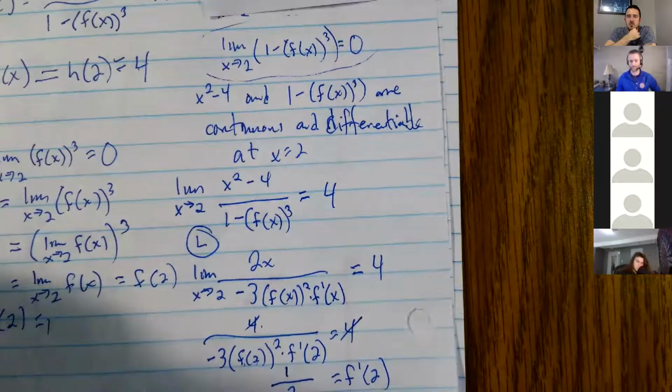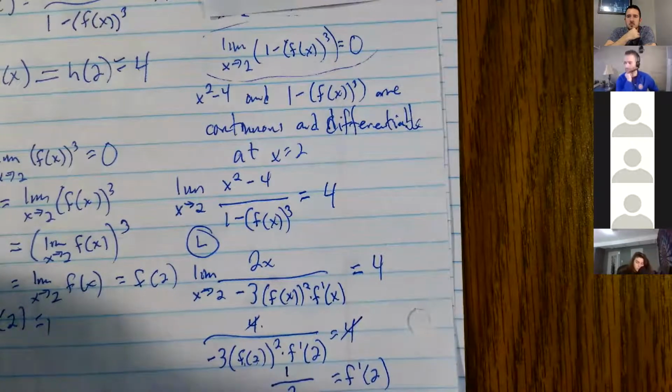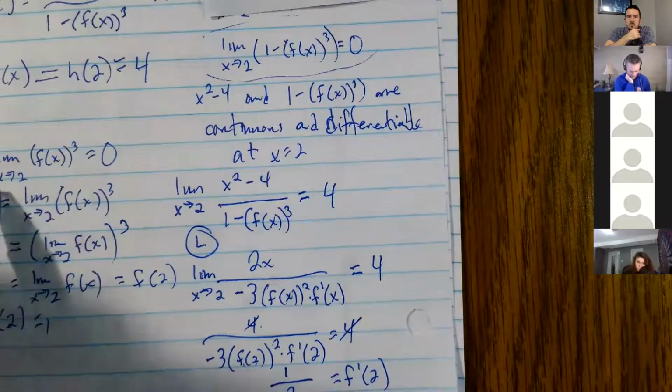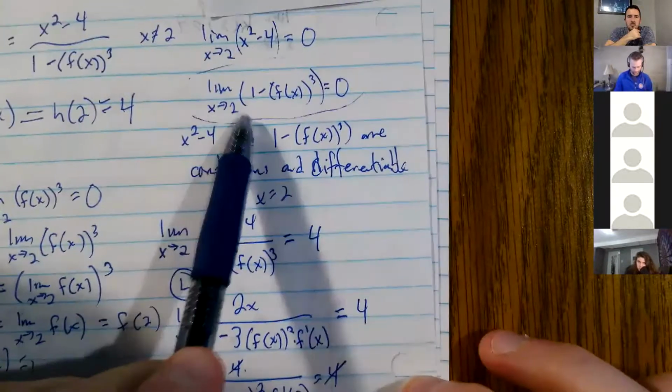Okay, any follow-ups with part C? How do we know that the limit as x goes to 2 of 1 minus f of x cubed equals 0? Right here? More to your right, upper right. Oh, right here. Yeah, right there.